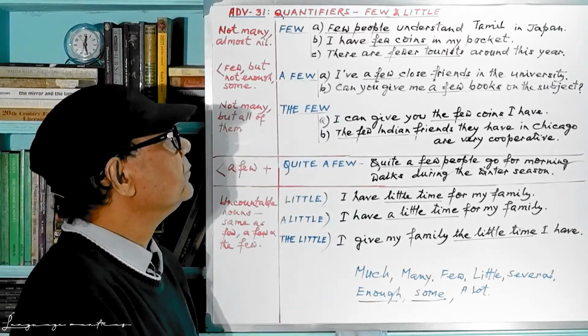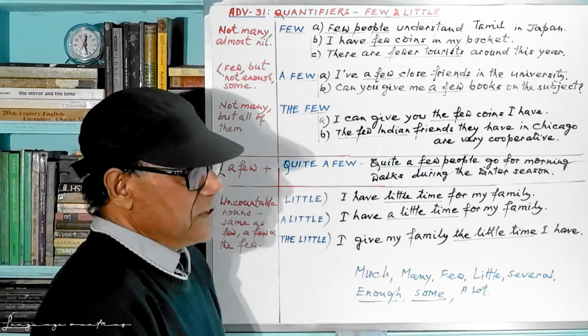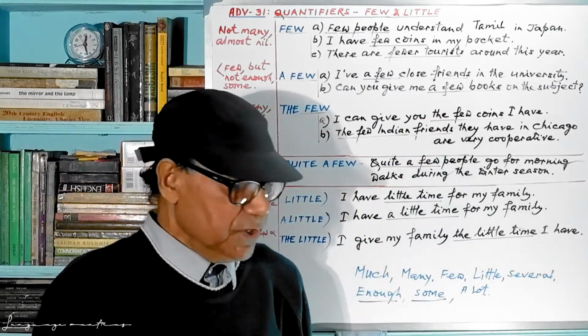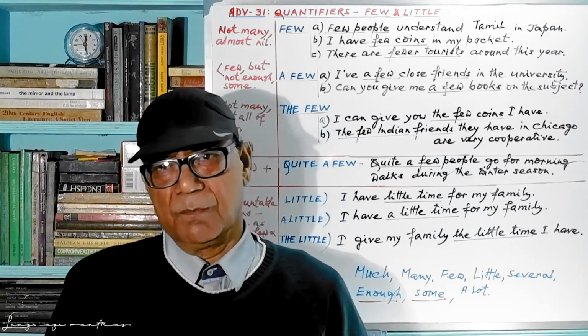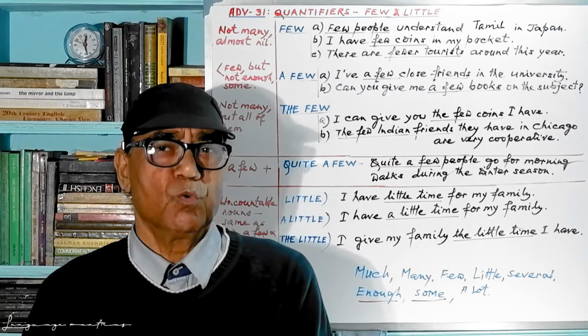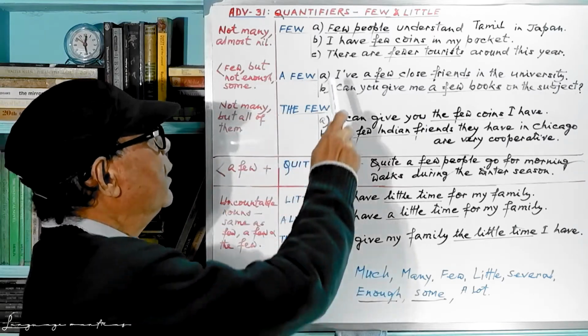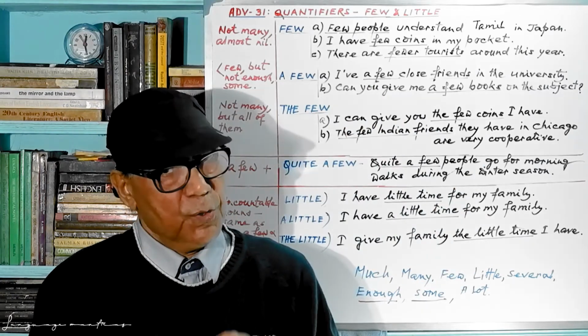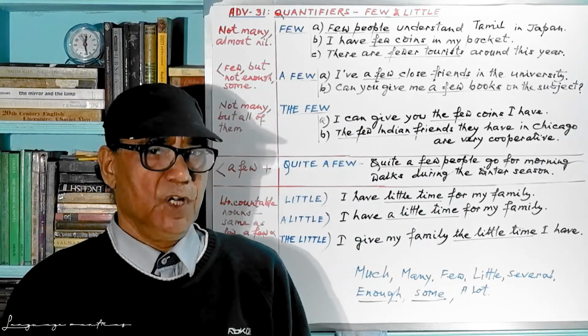Another sentence: I have few coins in my pocket. Two or three coins. I have just two or three coins in my pocket. It's not enough to buy something worthwhile. In that case, I have few coins in my pocket. Now, few is an adjective also.